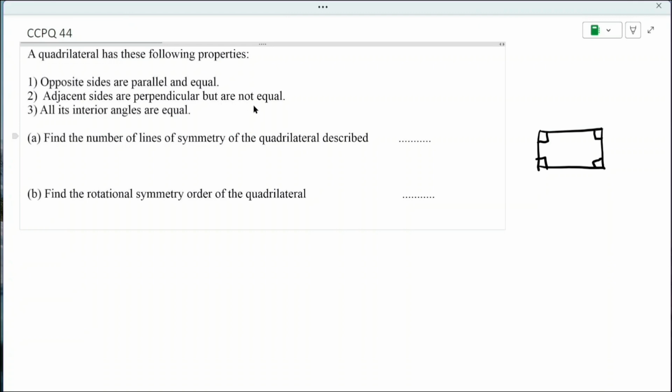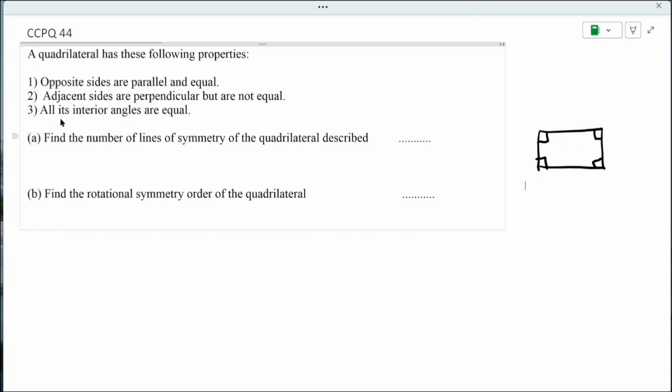And it says but they are not equal. That means adjacent sides are not equal. So if this is the longer side, this is the shorter side. So this is a rectangle because this side is not equal to this side in length, but this side is equal to this. That means these two are the same and these two are the same. So this is a rectangle.